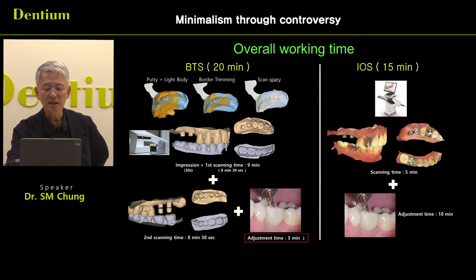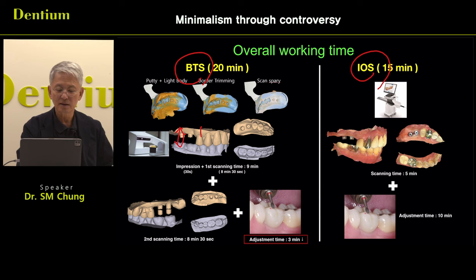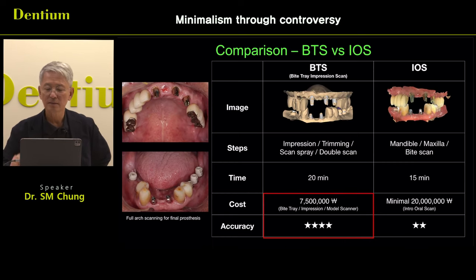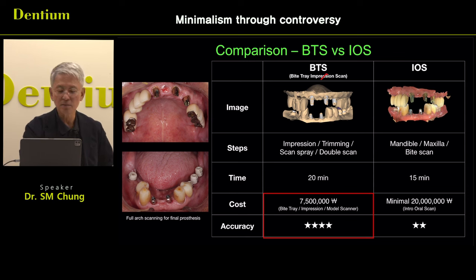And when you do bite tray impressions and intraoral scanning, if you do a bite tray scanning, it is much more precise in the vertical dimension, and so there is much less occlusal adjustment compared to the intraoral scanning. That means for the temporaries, intraoral scanning is good, but for the finals, we usually use the bite tray impression and scanning concepts. Also, accuracy is much more precise with the BTS compared to the intraoral scanner, especially in the anterior curved position with the pontics.